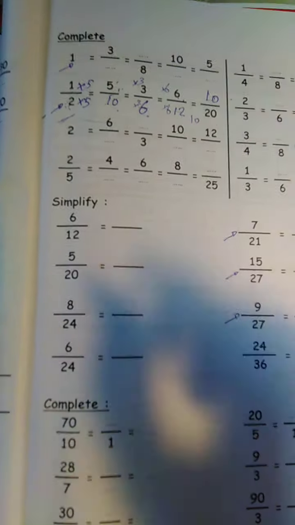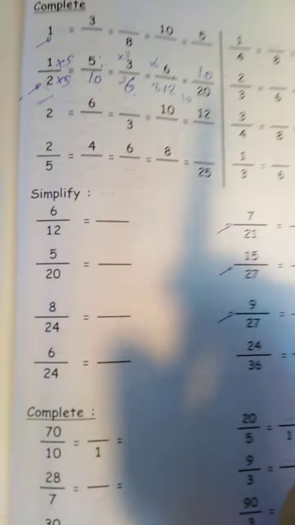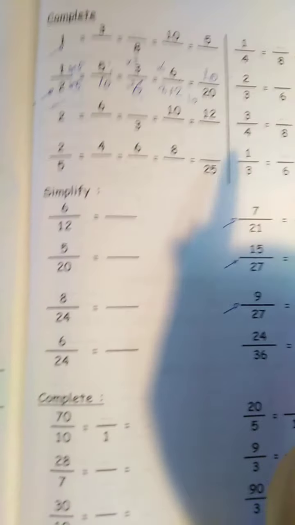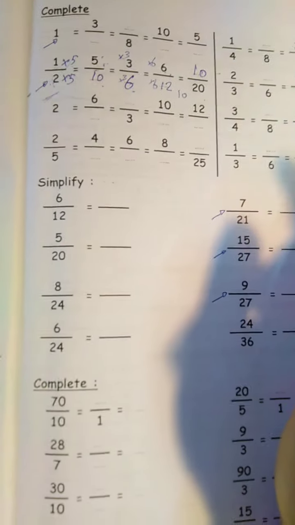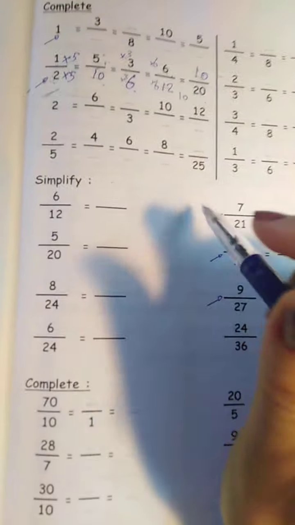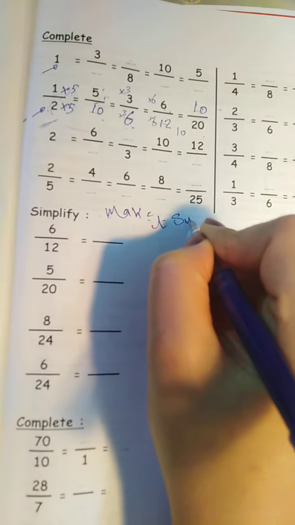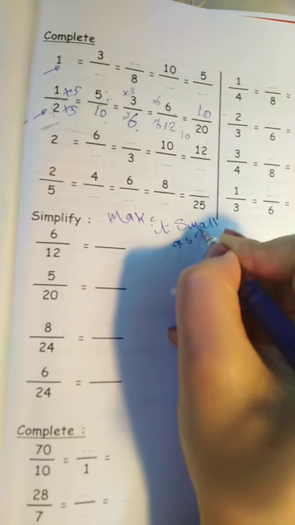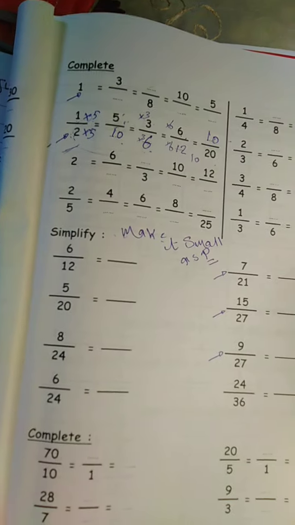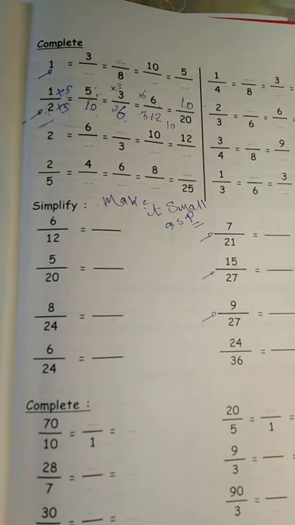Okay, let's take another important type of question. Simplify. Simplify means what? He can ask me to simplify. He can ask me to get the simplest form. It's the same meaning. Simplify comes from the word simple. Simple means small. So, simplify means make it as small as possible. How can I simplify a fraction? By division.